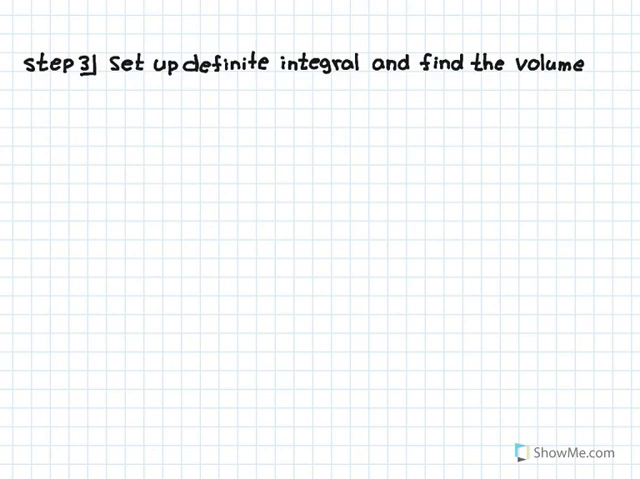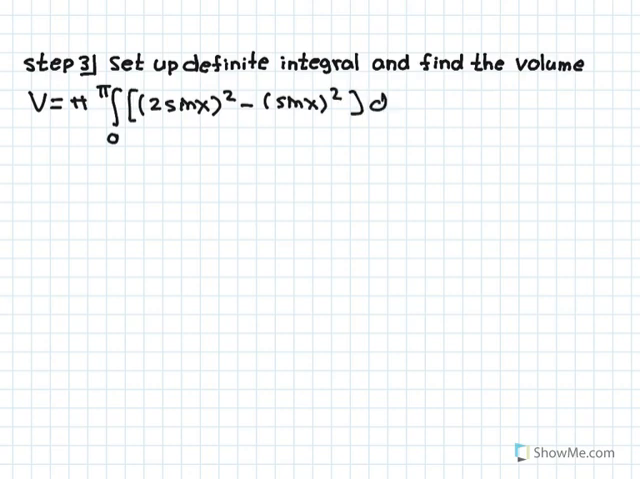So now we want to set up a definite integral and find the volume. Volume is equal to pi, integral from 0 to pi, x equals 0 to x equals pi. Outer radius is 2 sine x, all squared, minus inner radius is sine x, all squared, integrated with respect to x.